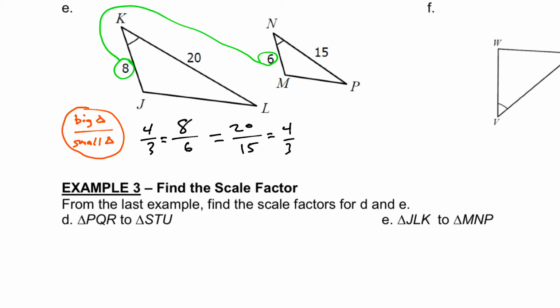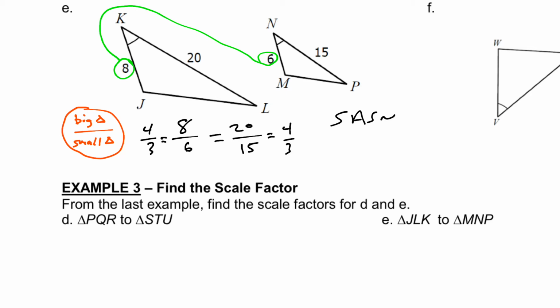Since we have 2 pairs of corresponding sides that are in the same ratio of 4/3, and we have the included angles, angle K is congruent to angle N, then for this one we do have side-angle-side similarity. And then we just need to write our similarity statement.